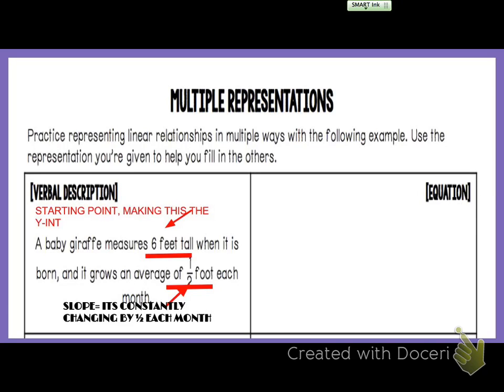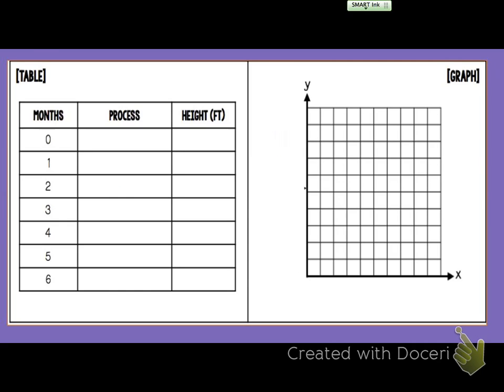So from there we're going to write our equation. And we already have everything labeled, that the 1/2 foot is our slope and that 6 feet is our y-intercept. So our equation is going to be y equals 1/2 x plus 6. I'm going to give you a second to get that written down in your notes.